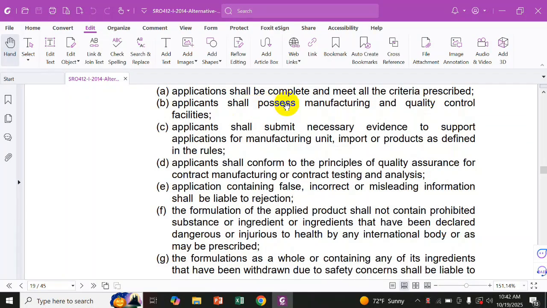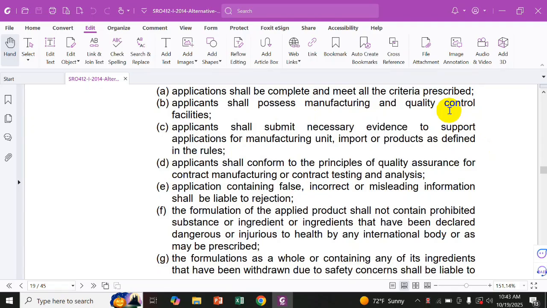Application shall possess manufacturing and quality control facility. So there should be a facility for manufacturing, that is, there should be a proper place, there should be a proper building, there should be a proper system for controlled environment, there should be proper machinery. So all the manufacturing facility must be ensured. And there must be a quality control department for the testing of the raw material and for the testing of that product.